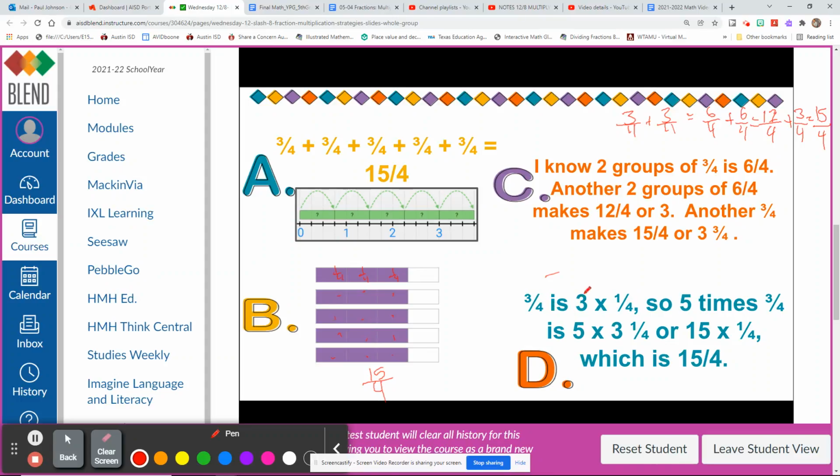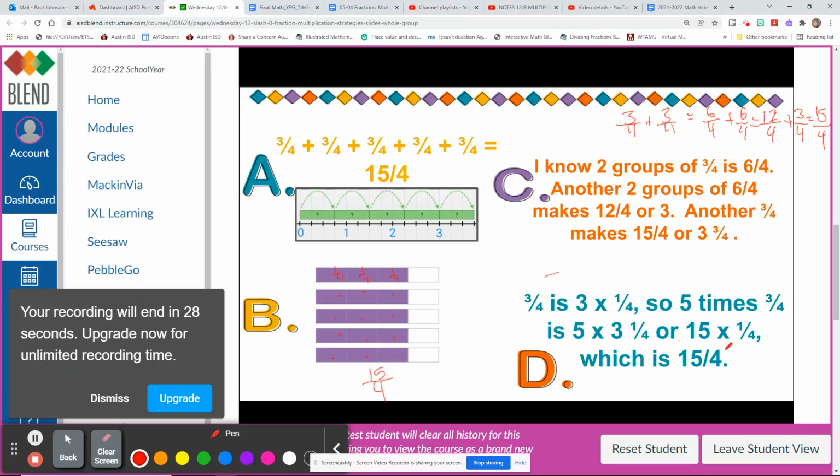And then this person did 3/4 is 3 times 1/4. So 5 times 3/4 is 5 times 3 times 1/4. This one is kind of breaking apart the different numbers, right? By doing 3 times 5, they got 15. And then 3 times 1/4 is 3/4. So together, by multiplying the numerator, we'll come back and talk about this one, actually. There's a lot to decompress here. So I'll see you in the next video.